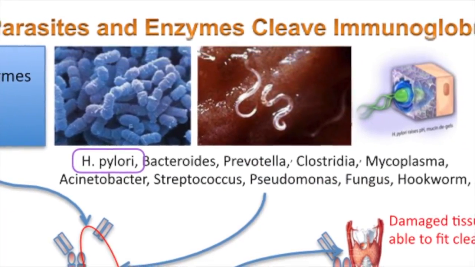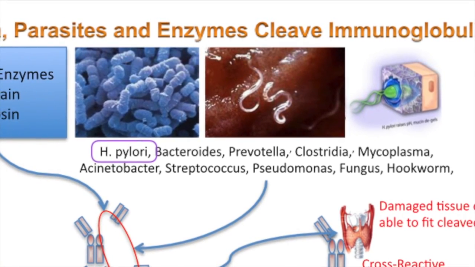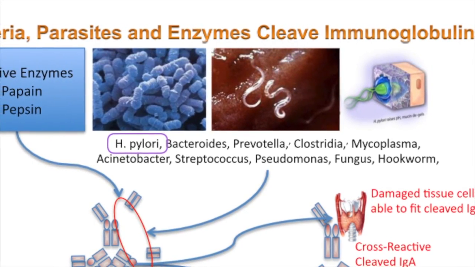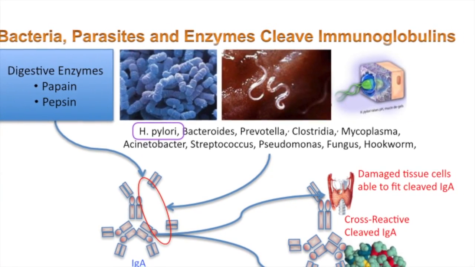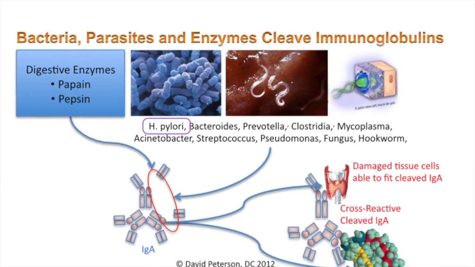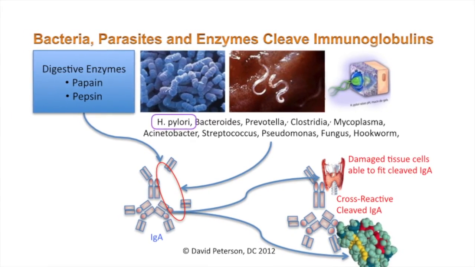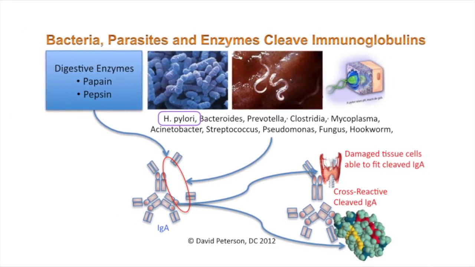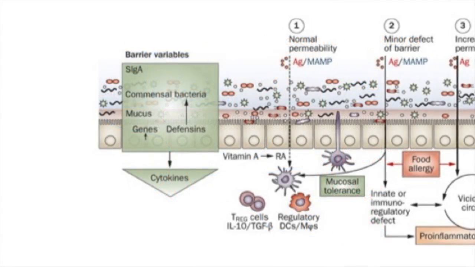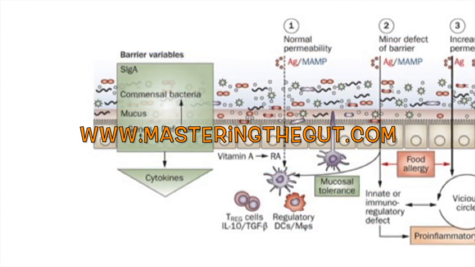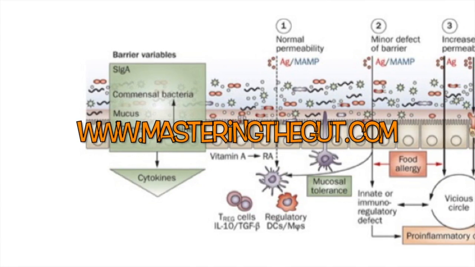H. pylori cleave immunoglobulins and also have the ability to hack into the immune system, taking over control of IgA1 and IgA2, and using the IgA for their protection from the immune system. This is discussed in the Mastering the Gut program.